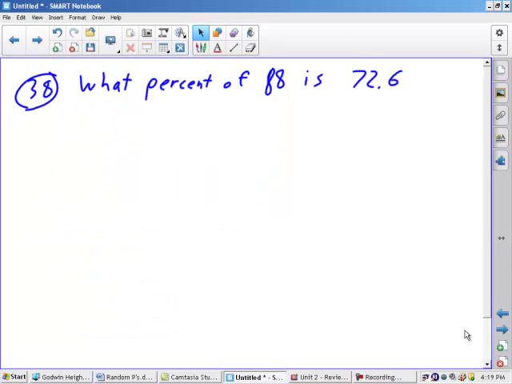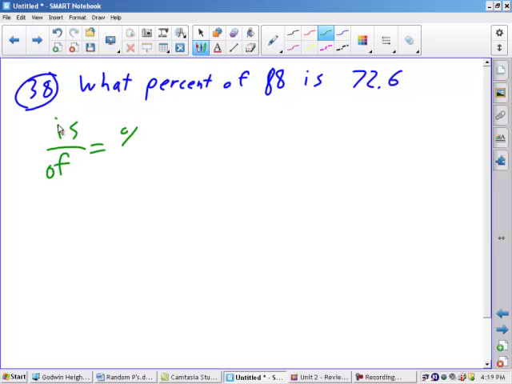Number 38 says, what percent of 88 is 72.6? First of all, write down is over of equals percent over 100. We've done that in class. But let's just go ahead and plug this in. So first of all, what do you know? You know that the is part is 72.6. So I'm going to go ahead and write that in, 72.6.